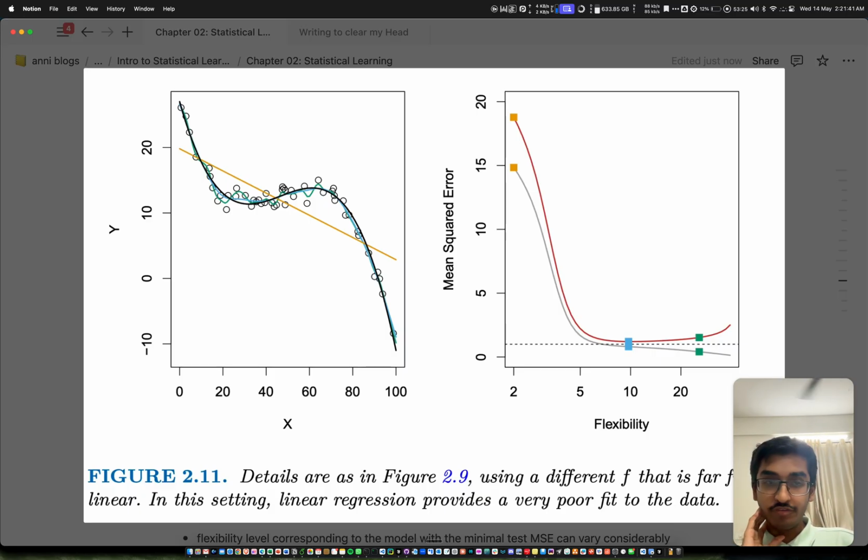But the blue curve does well, and the green curve again sort of overfits. It doesn't do as badly, and because it's non-linear, it does much better than linear regression. But again, it overfits, which is why you can see the test MSE being higher than the test MSE for the blue curve.